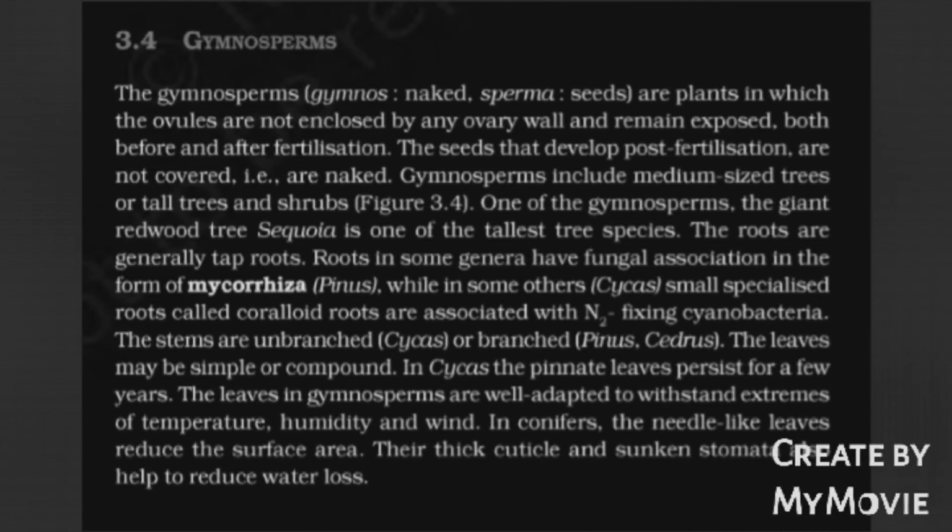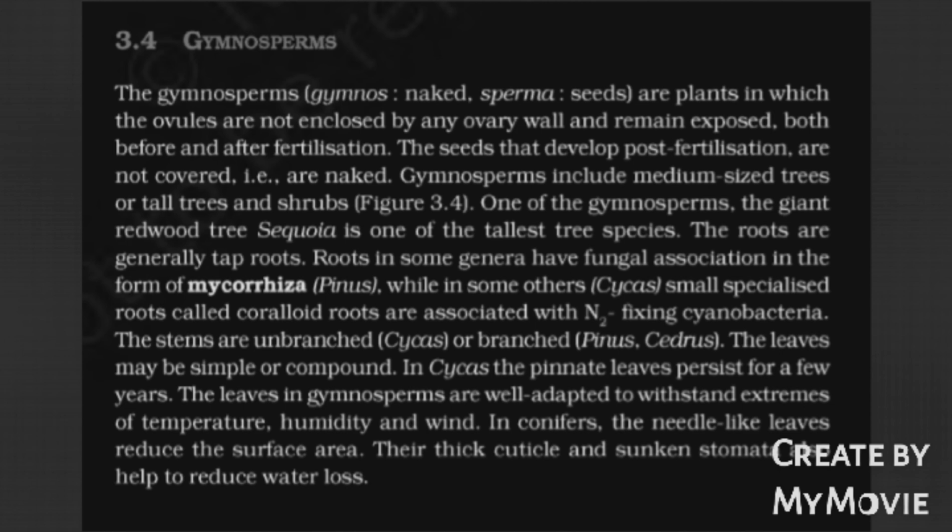Gymnosperms. The gymnosperms, gymnos means naked, sperma means seeds, are plants in which the ovules are not enclosed by any ovary wall and remain exposed both before and after fertilization. The seeds that develop post fertilization are not covered, that is, are naked. Gymnosperms include medium sized trees or tall trees and shrubs. Figure 3.4. One of the gymnosperms, the giant redwood Sequoia, is one of the tallest tree species.